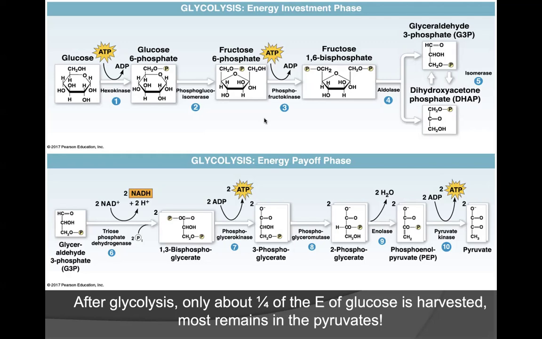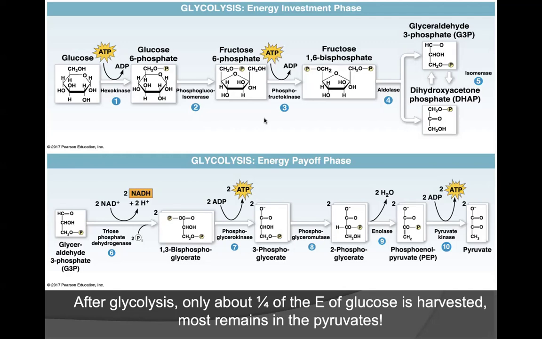So G3P is going to donate its high energy electrons. NAD+ is going to be reduced to form NADH. We're also going to have the release of protons, because remember, only one hydrogen atom is going to be added to NADH, the other is going to be released as a proton. We will then have, once again, a series of isomerization reactions where the carbons and the base structure of that molecule are going to be shifted around.